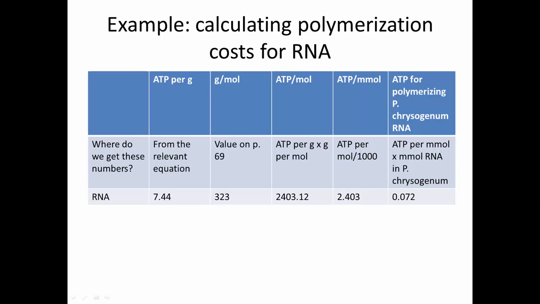Okay, so again, we're looking at polymerization costs here. Let's take RNA. So we have ATP per gram of RNA, grams per mole, ATP per mole. So this is ATP per gram times gram per mole, right? And then ATP per millimole. And then we would calculate ATP per millimole times millimoles of RNA in Penicillium to get this number, 0.072.